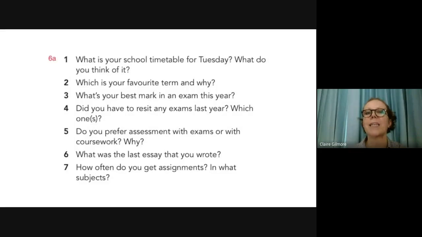So think, what is your school timetable for Tuesday? Now you all have a timetable of what has gone on this week, so you can write something about that. What is your favourite term and why? And just think of a few points that you would answer for these.